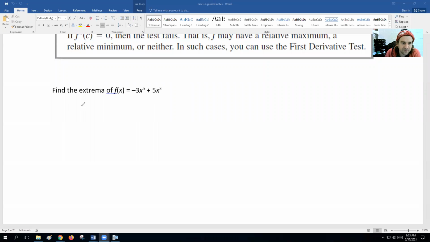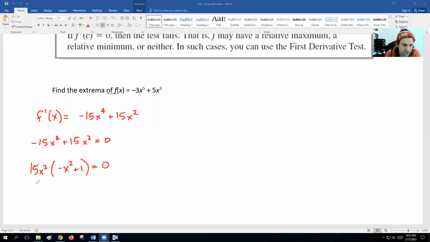So let's first take the first derivative here. So what is the first derivative? The first derivative would be of this negative 3 times 5. Okay, we got negative 15x to the fourth, and then 5 times 3. Okay, then we'd get plus 15x squared. All right, so when does the first derivative equal 0? All right, I'm going to factor out a 15x squared, and this would be a negative x squared plus 1. All right, so we'd actually get a critical number here when x equals 0.